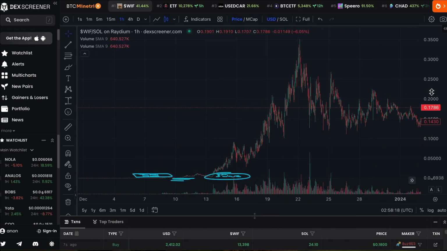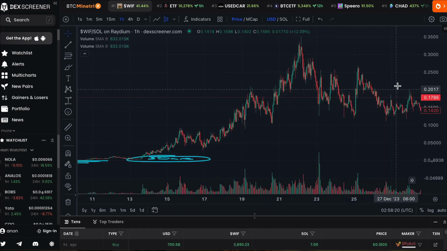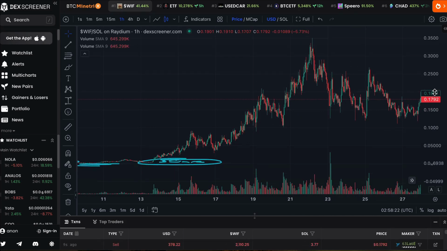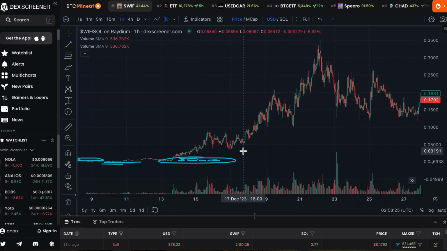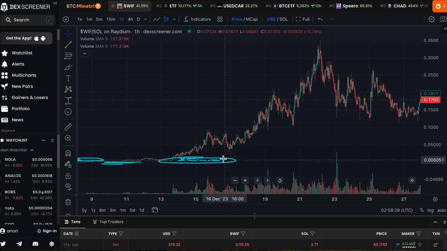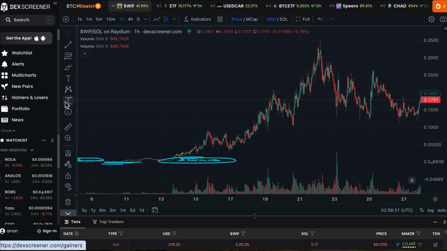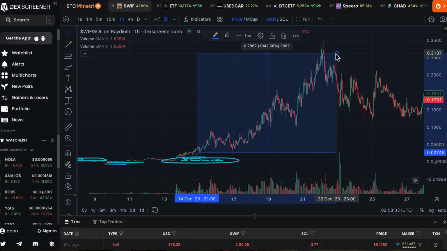Now, this is a coin that went crazy. And sometimes, if you have more belief in a coin, it is worth, especially if you're in profit, worth letting 20% of your position run. And in this particular coin, if you did that, you would have added another 1,000% odd.